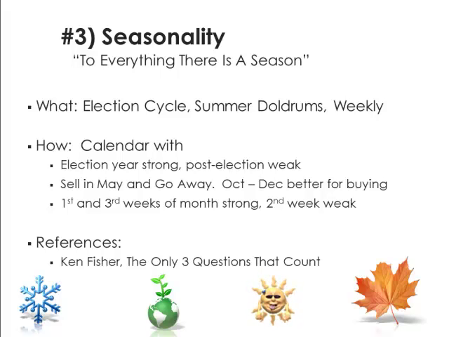And there's also different things that happen, I believe, and I couldn't quite track down my reference for this, but the first and third weeks of the month tend to be stronger. The second week is not as strong. And where I saw the best backtesting of the calendar and the election cycle was in a book by Ken Fisher called The Only 3 Questions That Count. I do my own backtesting on a lot of things, but if somebody's already done it to my satisfaction, I'll take their work and try and build on it.